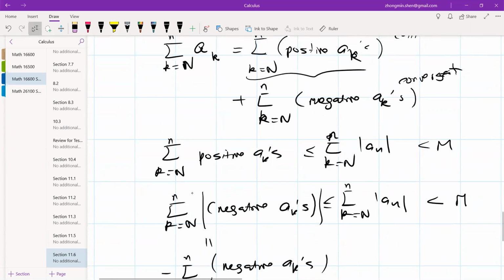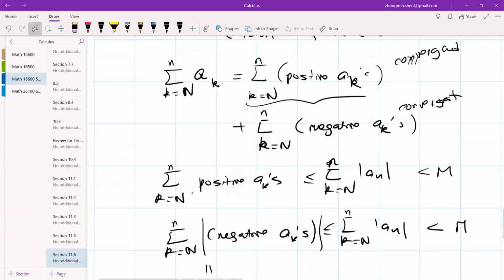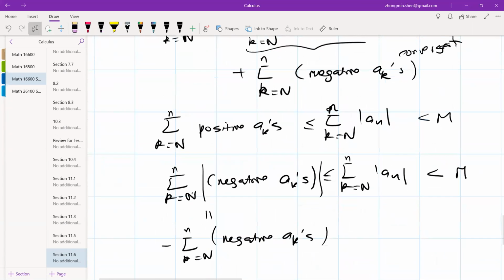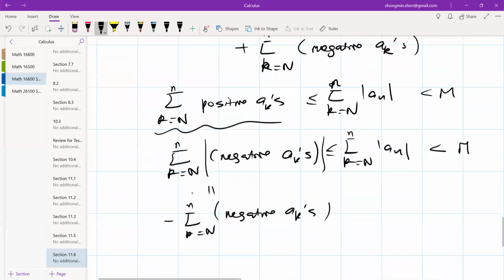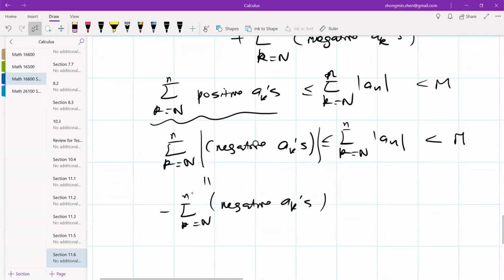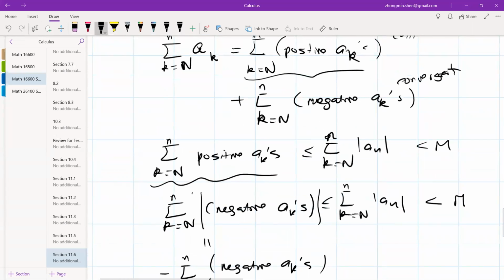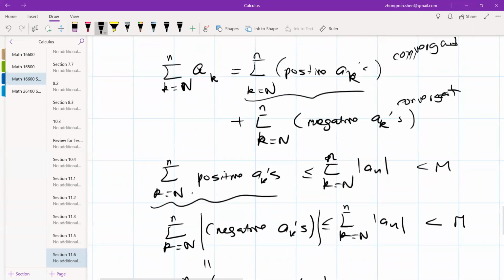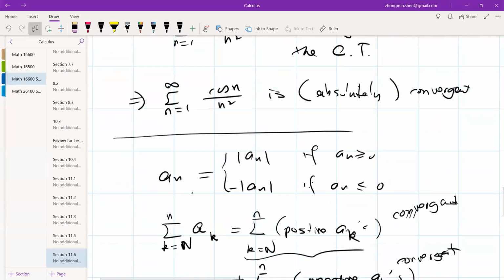To understand the positive terms, you collect the positive terms together, and this is going to be less than the sum of all the terms of absolute value. But the sum of all the terms of absolute value is bounded, because it is convergent. So this one is always bounded by some large number. It's increasing, so it is convergent. Similar argument for the second one: all the negative terms, if there are any, are also convergent. So that's the reason for the absolute value.